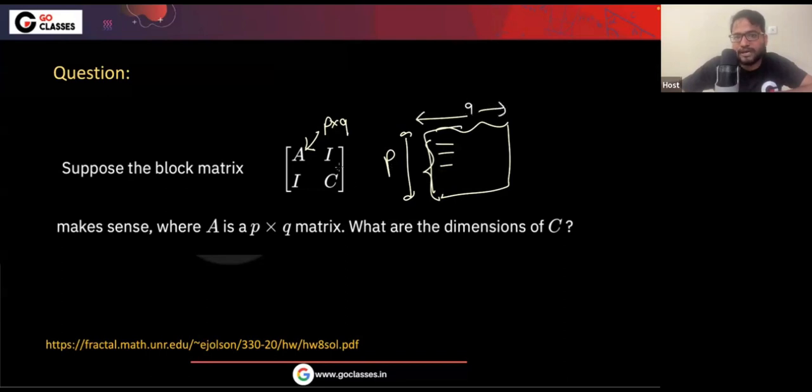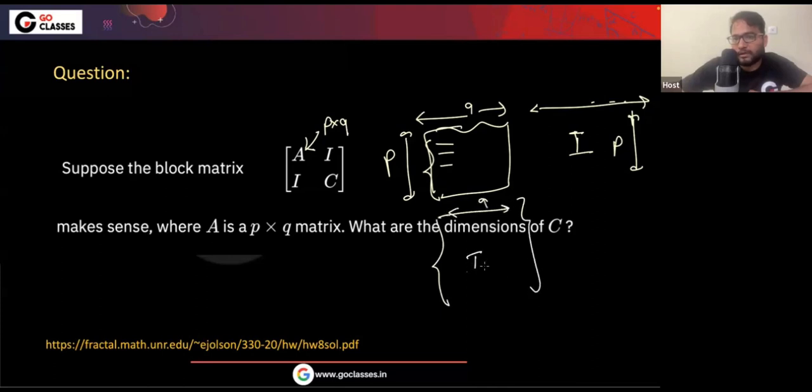Now there is some I. What is the dimension of I? Number of columns could be anything, but the number of rows must be P. Let's suppose I don't know the columns; columns could be anything, but these rows must be P. Now for this other I, the columns must be Q. Rows could be anything, but columns must be Q.